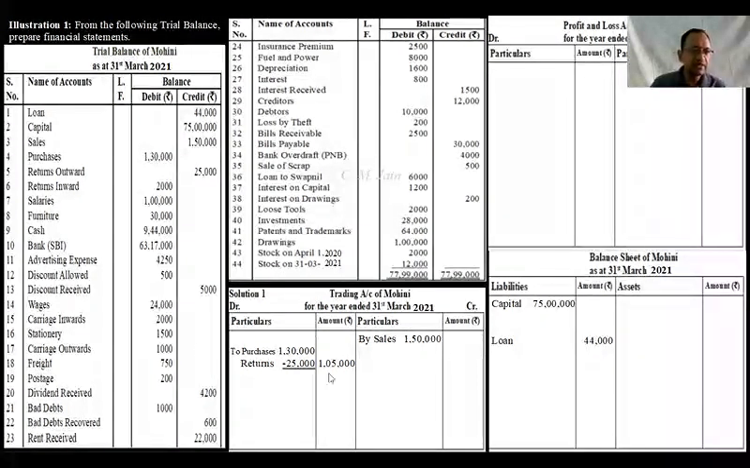Next, we are given returns inward. Returns inward means sales returns. So this amount will be subtracted from the amount of sales on credit side. So below sales, write returns minus 2,000 in inner column. Draw a line below 2,000 with pen, and then write the net amount of sales in amount column, 1,48,000.